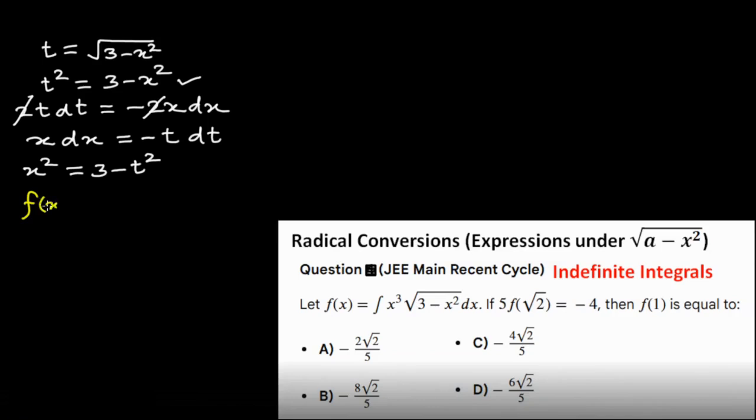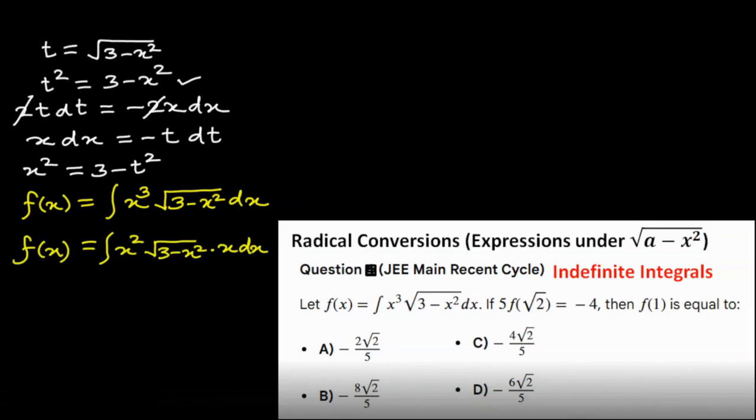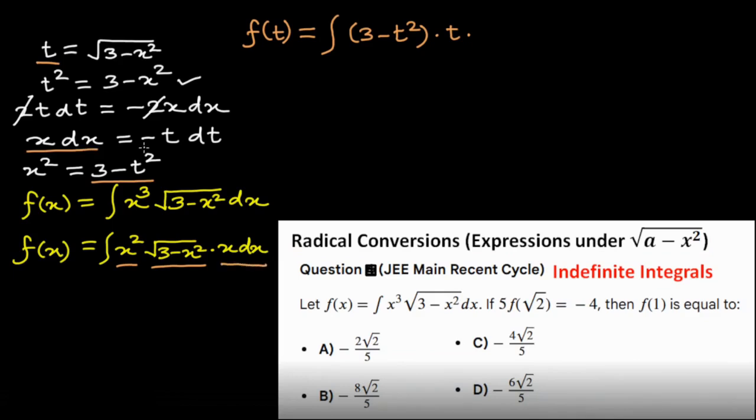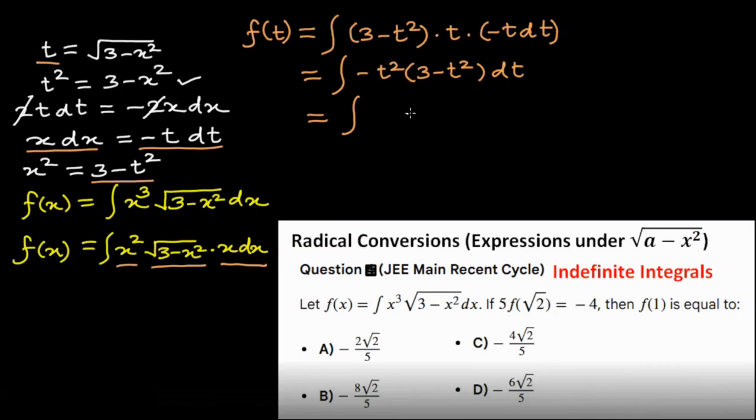The given function is f(x) equals integral of x cube times square root of 3 minus x square dx. This we write as x square times root of 3 minus x square times x dx. After the above substitution, this will be f(t) equals integral of x square, which is 3 minus t square, times root of 3 minus x square, which is t, and x dx, which is minus t dt. Integral of minus t square into 3 minus t square dt, which is the integral of t raised to 4 minus 3t square dt.